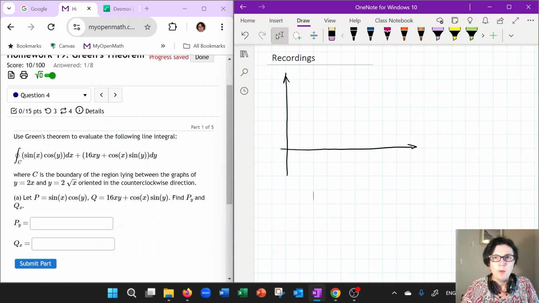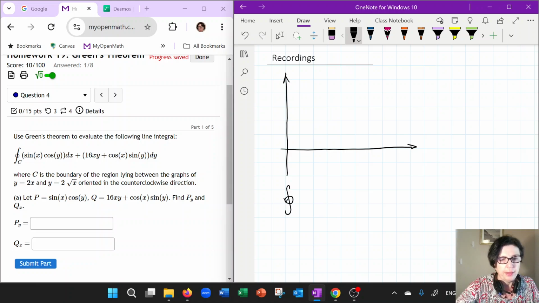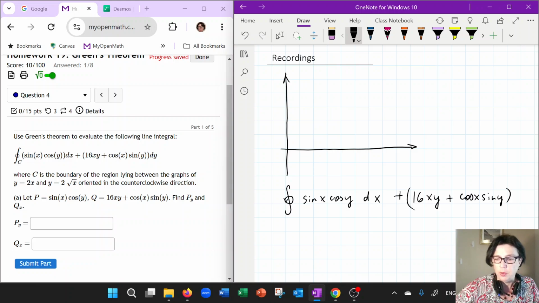Let's look at one more example of using Green's theorem to calculate an integral over a curve that goes along 2x and 2 square root of x, oriented counterclockwise. Now we have sine x cosine y dx, and then the second component is 16xy plus cosine x sine y dy.